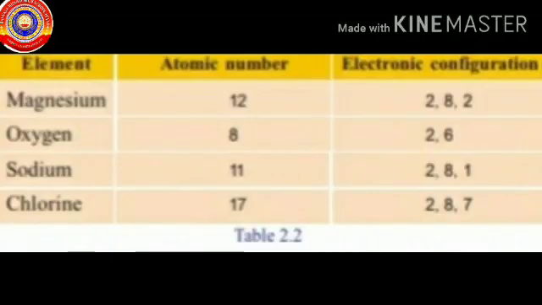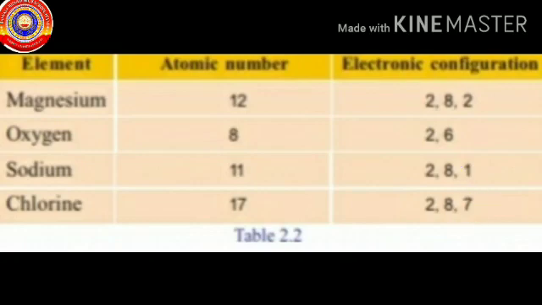Now analyze the configuration of elements given in the table 2.2. Do the elements in the table have stability? Why? Look at the configuration of magnesium. Its configuration is 2, 8, 2. The outermost number of electrons is 2. In the case of oxygen, it is 6. For sodium, it is 1. And for chlorine, it is 7.